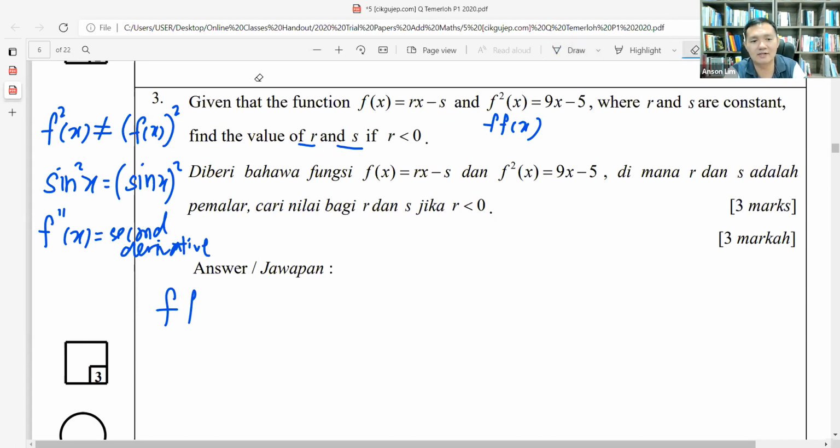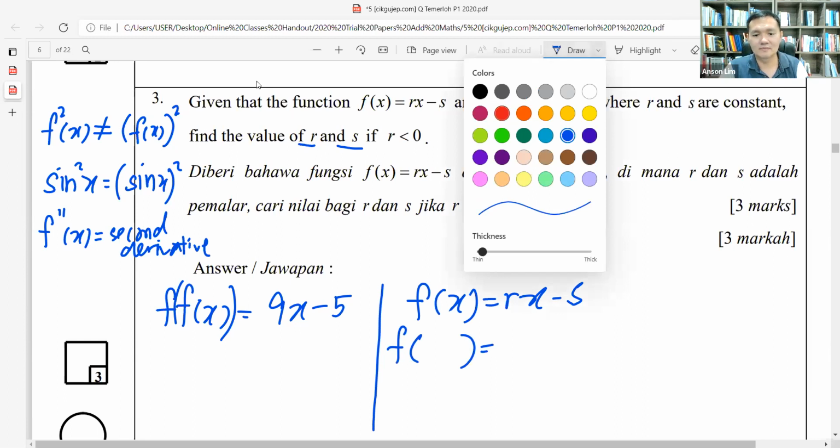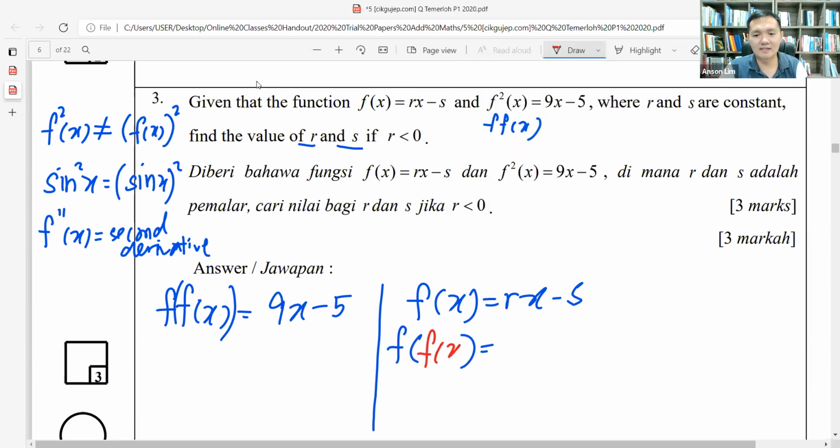Okay, what you can do is start with the composite function given, which is f of f, equals 9x minus 5. So I can find the baby or the mother, no worry. You can do the other side over here, which is f(x) equals rx minus s. Then you substitute the x with f(x).